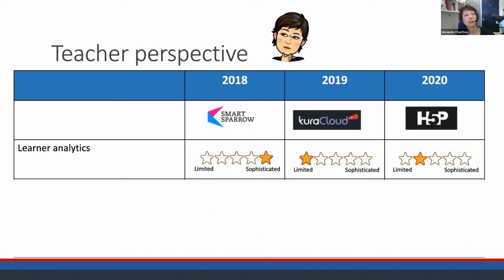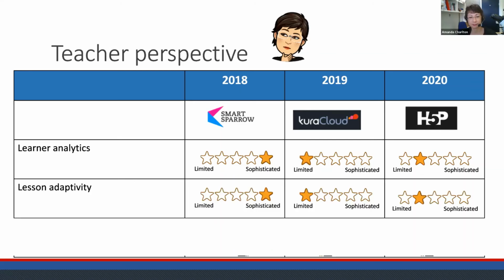One of the reasons I wanted to try Smart Sparrow was the sophisticated learner analytics. And as an example, I can see how long a learner spends on each page, because they only spent 3 seconds on one of my learning objective pages. I modified my lesson to include a question to make it active. And I can also see the journey trace as a Sankey diagram and the number of attempts that they make at each question. By comparison, Kura Cloud and H5P are much more limited.